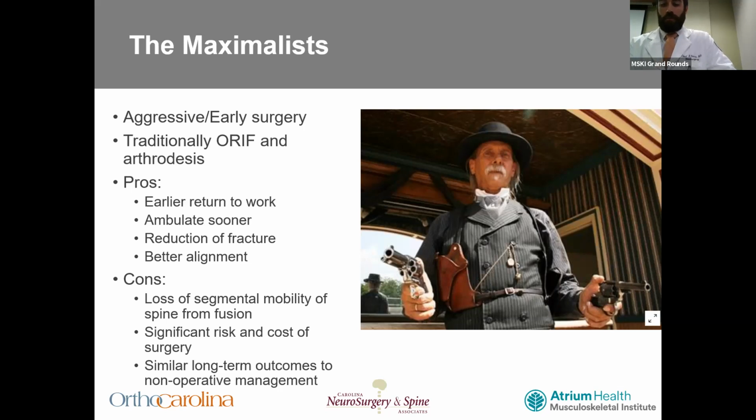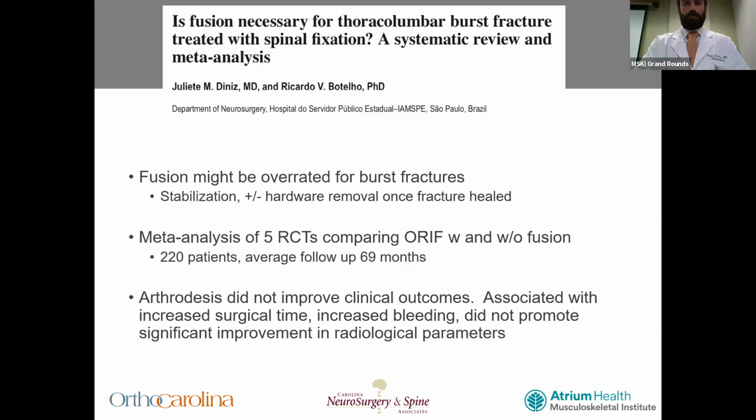And then, as I mentioned before, the intermediate-term, three to four year outcomes that we do have suggest similar benefits for non-operative management. As a side note to that, there is some newer evidence showing that fusion might be overrated for these burst fractures. As an alternative, you can stabilize the fracture, allow it to heal, and then potentially remove the hardware. The benefit of that is that you retain that segmental mobility of the spine once the fracture heals.